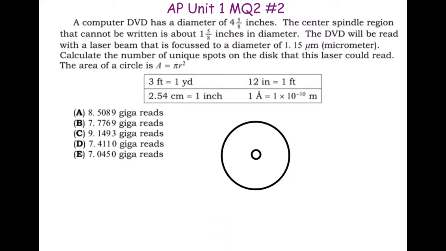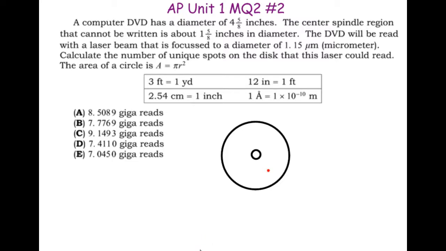The question is, if you were to use a laser beam to read the disc, and the laser beam has a diameter of 1.15 micrometers, then how many total spots on the entire disc could the laser read?